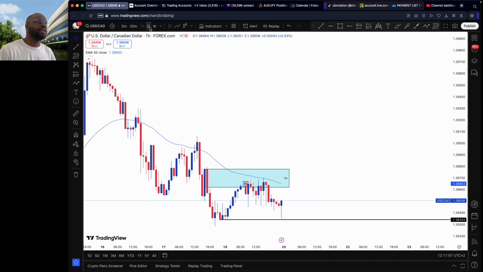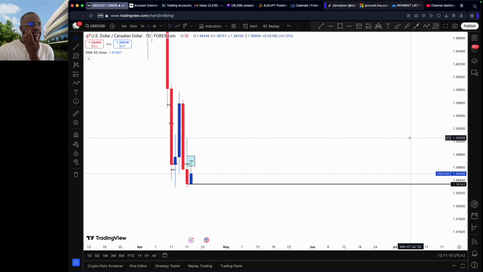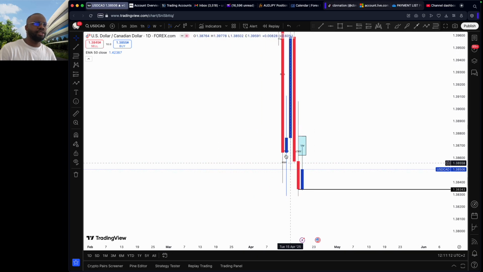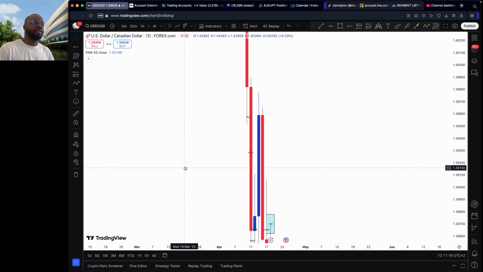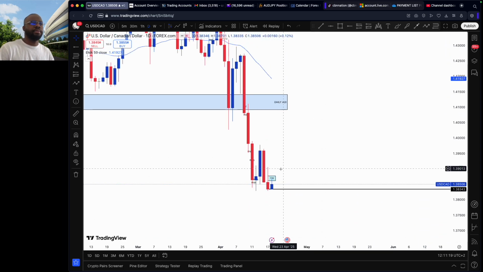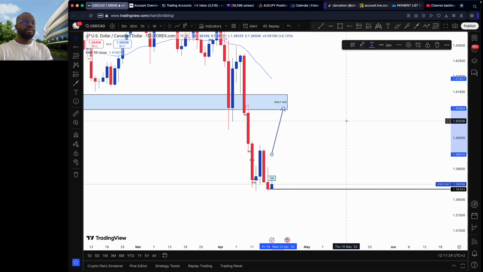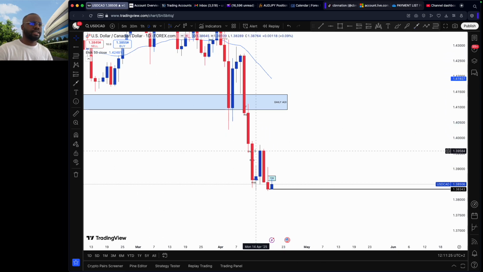Then I have USD CAD. So USD CAD on the daily closed bearish, which is here. It closed bearish, which is also saying we should look for more sales, because I was anticipating that the price was supposed to pull back to this zone here before we sell, but as you can see, the daily pushed down again and closed and broke structure to the downside.